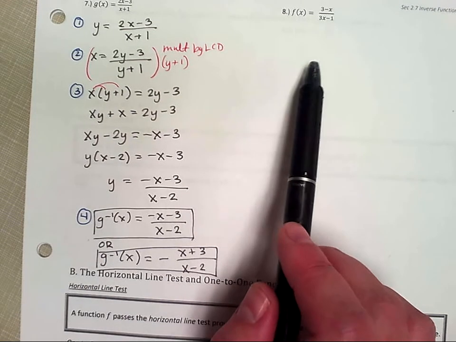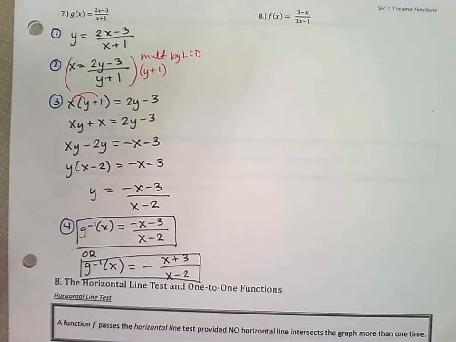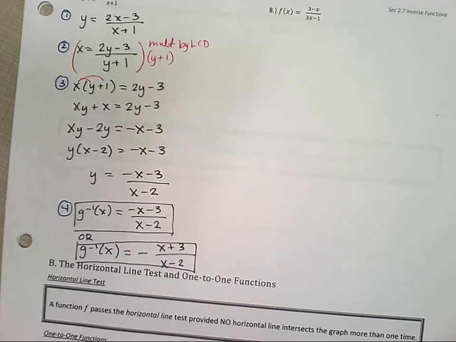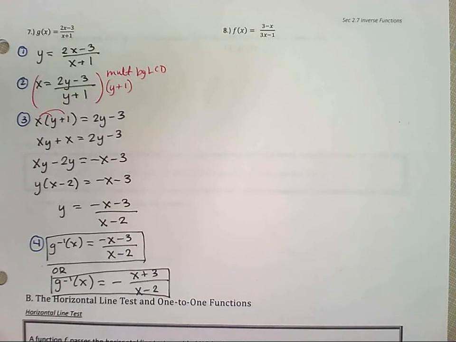So I want you guys to try number 8 on your own. I'll write down my answer and only look up if you want to check, but really try to do it on your own. So number 8 says f of x equals 3 minus x divided by 3x minus 1.